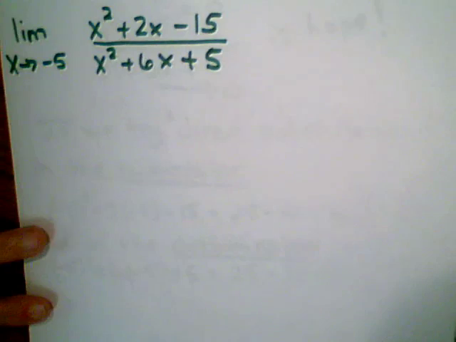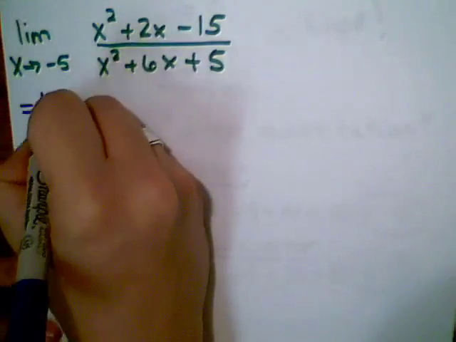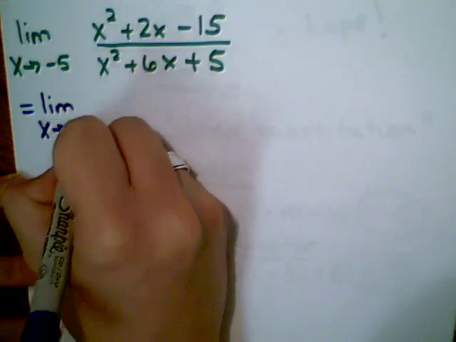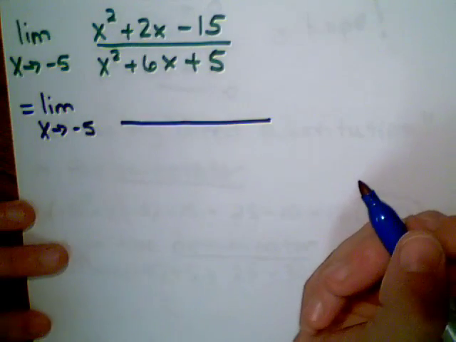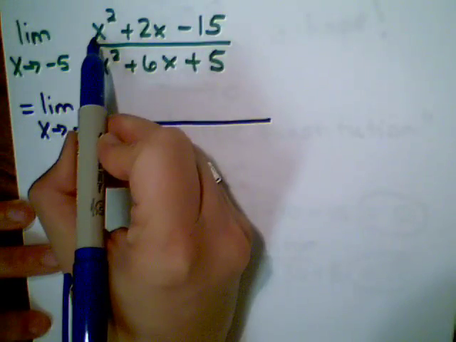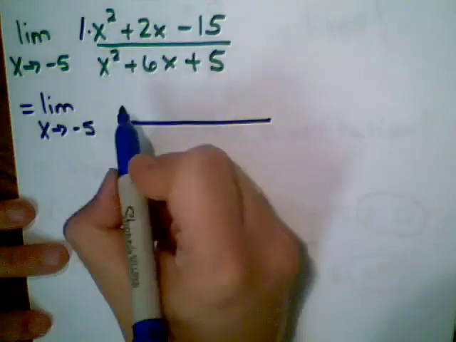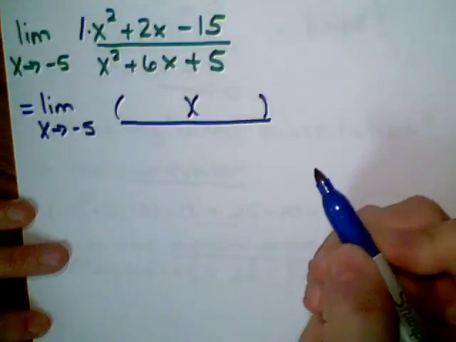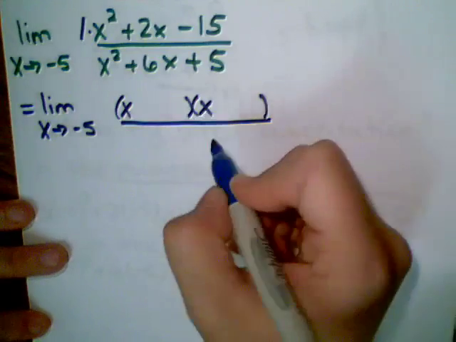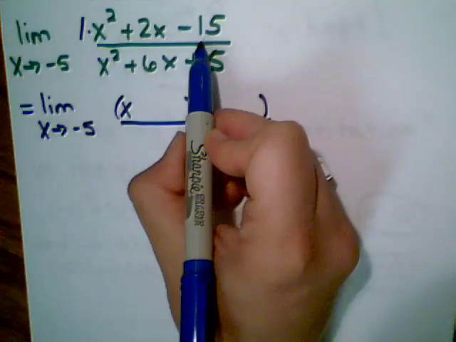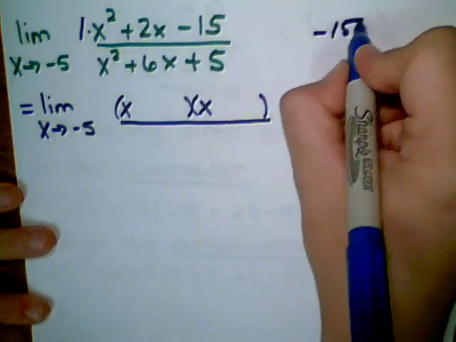Okay. So we actually start over again. We're going to rewrite this limit by factoring the numerator and the denominator, seeing if there's any common factors. I have a trinomial up top. The leading coefficient is an understood 1. So we're going to try factoring the trinomial into 2 factors, each starting with an x. Then we're going to look at the constant, which is -15, and ask ourselves, are there factors of -15 that add up to 2?